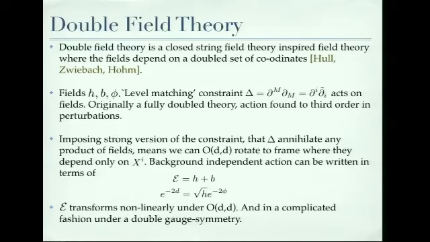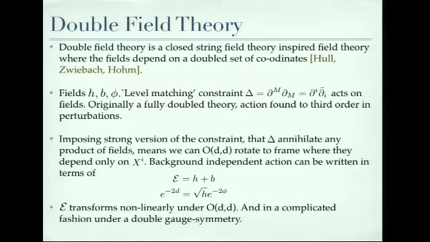So we have the same fields again, H, B and the dilaton, but importantly we need some kind of level matching constraint. This comes from the string level matching, which says that this operator Delta should annihilate all the fields. This is just two derivatives contracted with the L metric that we saw earlier. And you can think of this as saying the momentum dotted with the winding should vanish.